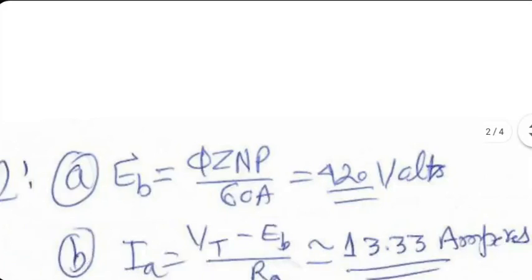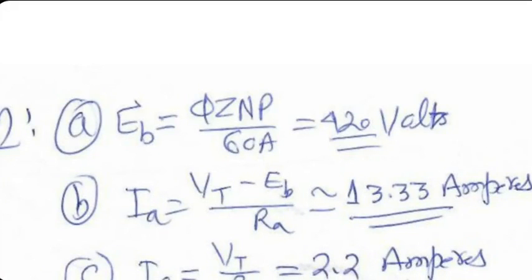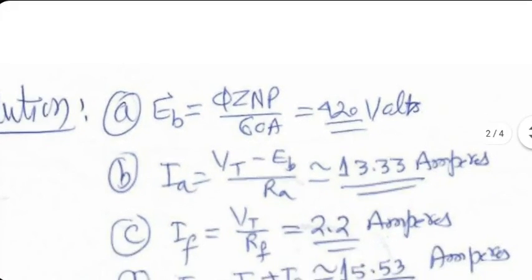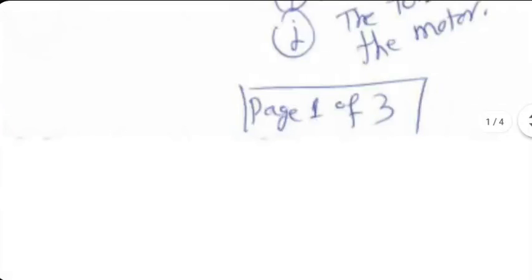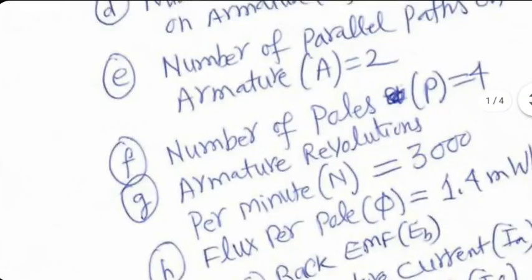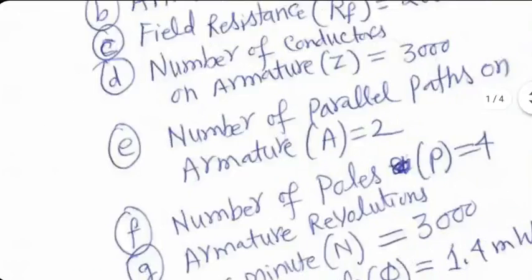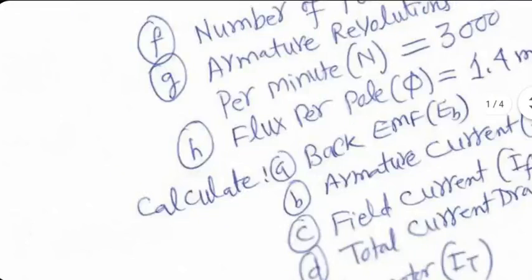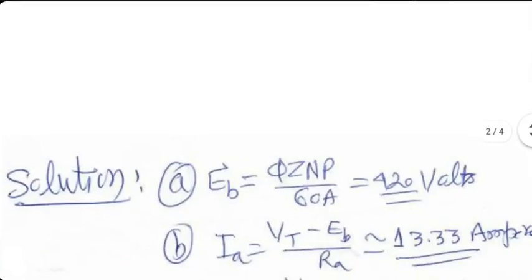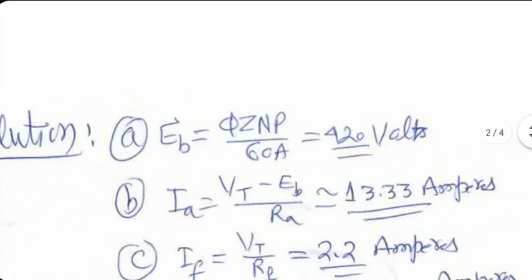Part B says armature current. That is also straightforward, really. Terminal voltage minus back EMF divided by armature resistance. Terminal voltage is given as 440 volts. Armature resistance is 1.5 ohm. And back EMF we have already calculated as 420 volts. So put all the values here, you'll get 13.33 amperes approximately as armature current.